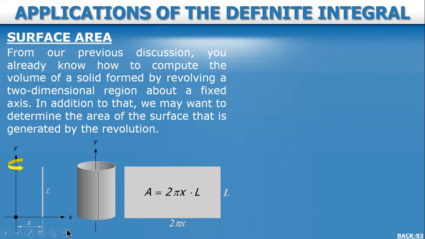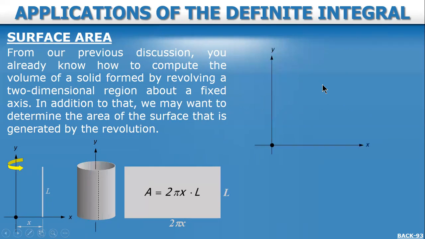So if we know the lateral area of a circular cylinder with radius r and height h, the lateral area is 2 pi rh. Same as this, with r instead of x, and h instead of L: 2 pi rh.